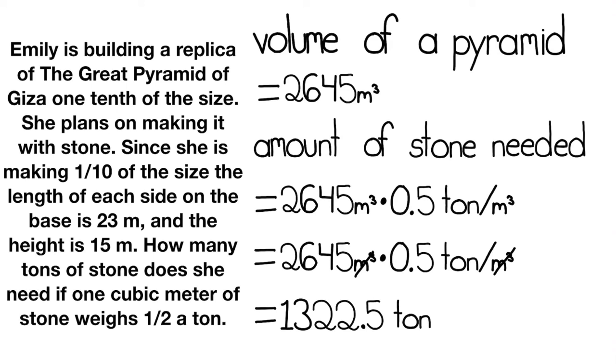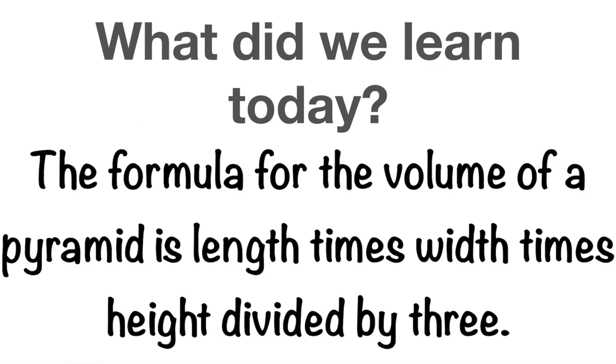So now that we have found the amount of stone that Emily needs to build the replica of the Great Pyramid of Giza, let's review what did we learn today. The formula for the volume of a pyramid is length times width times height divided by 3.